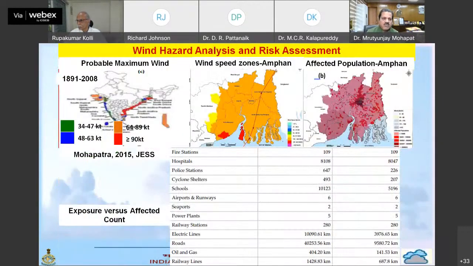Now, if you just look at the wind hazard analysis, for example, Amphan, this left-hand side diagram is the probable maximum wind as per our analysis for different districts along the coast. And here is an example of the wind speed forecast and impact over West Bengal due to the cyclone Amphan. You can see how clearly this GIS-based dynamic risk assessment atlas is bringing out the expected impacts.